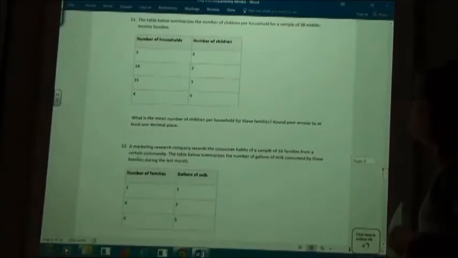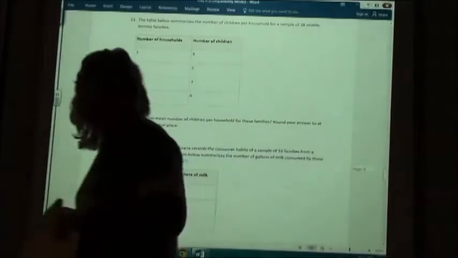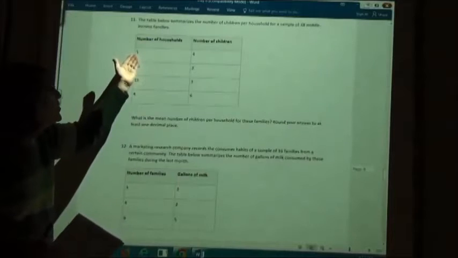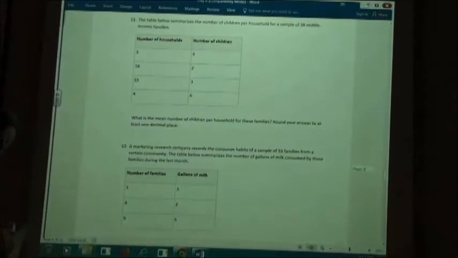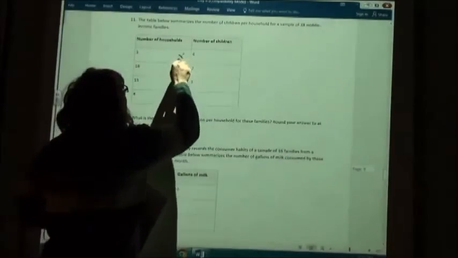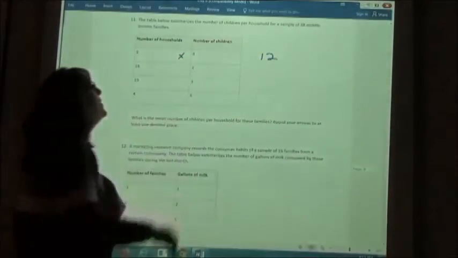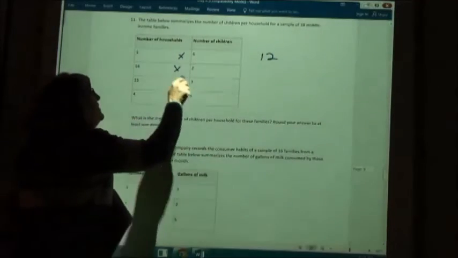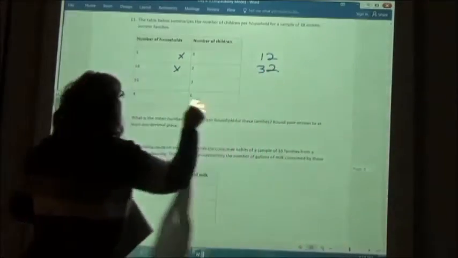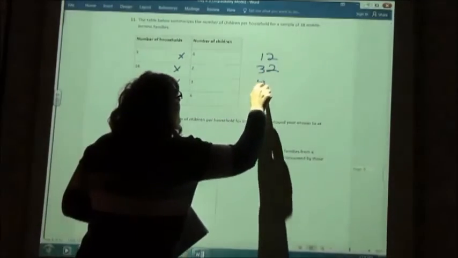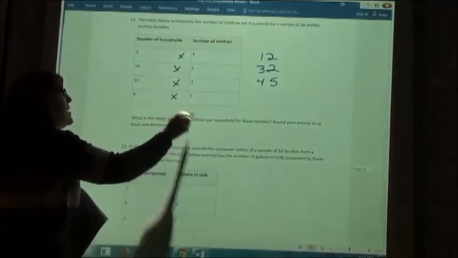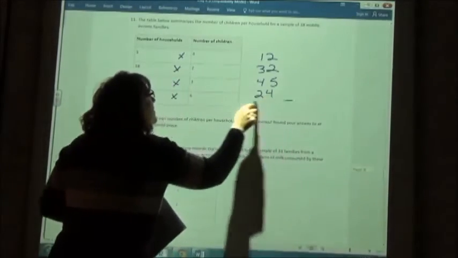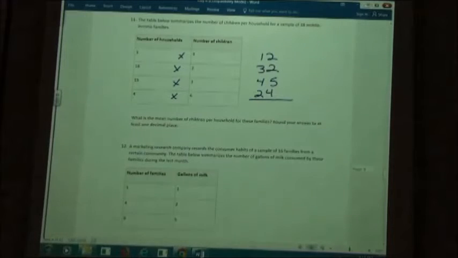So on number 11, same kind of thing. I'm finding the weighted mean. First thing I'm going to do is multiply each of the numbers, in this case, the number of households times the number of children. So 3 times 4 would give me, you all yelled, 12. 16 times 2, 32. 15 times 3, 45. And 4 times 6, 24. So I'm going to multiply that out and add all those numbers up.